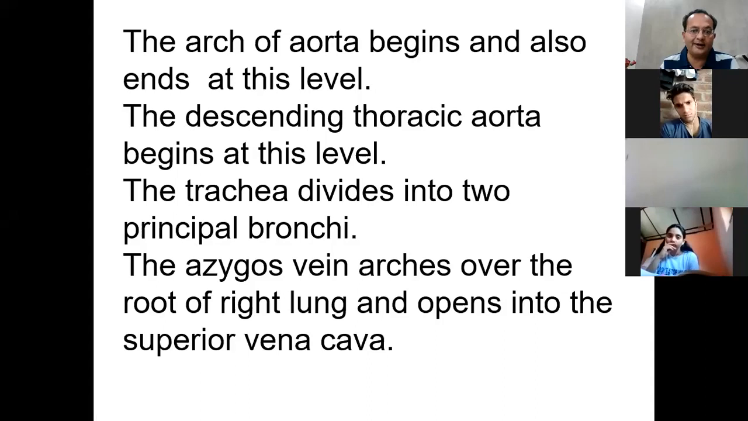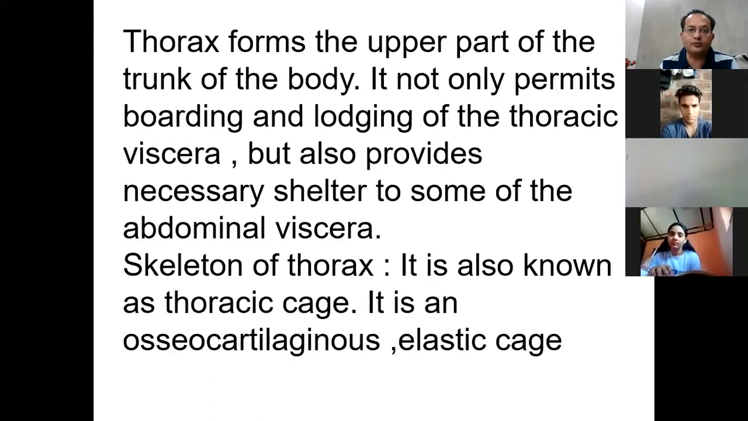The azygos vein arches over the root of the lung and opens into the superior vena cava. So these are some important events which take place at the angle of Lewis, which is a very important surface landmark. Thorax forms the upper part of the trunk.